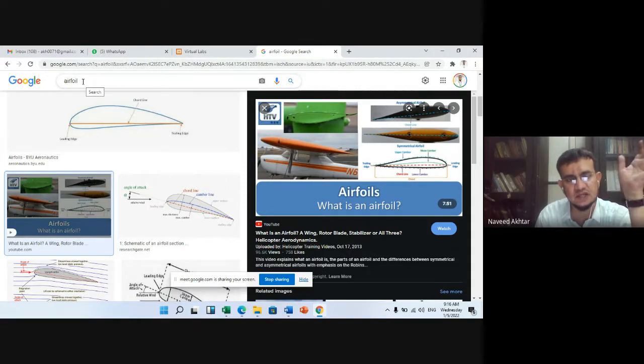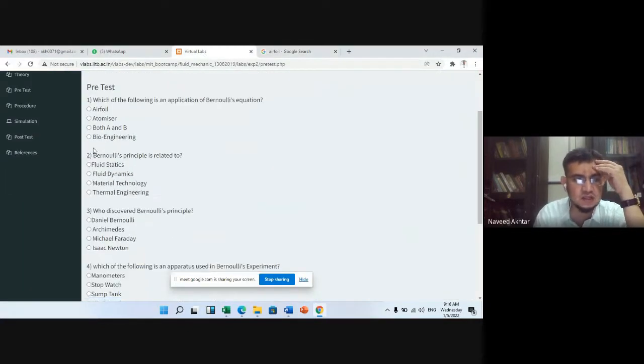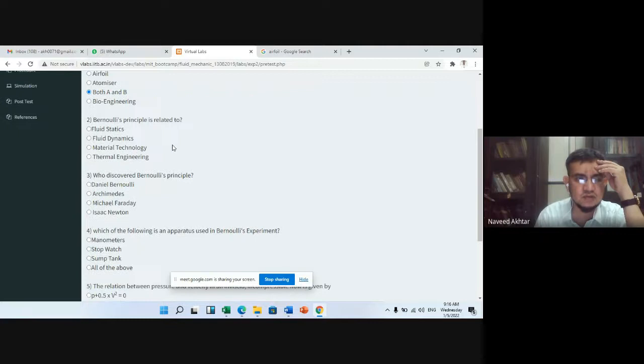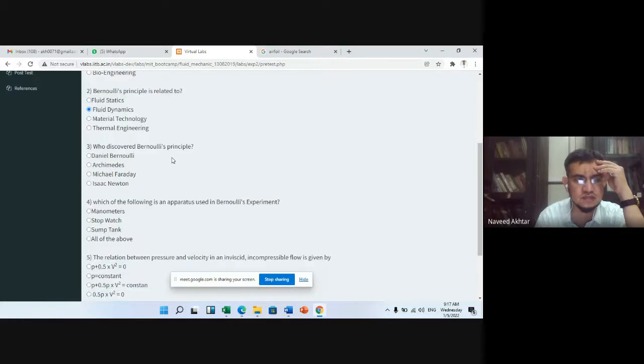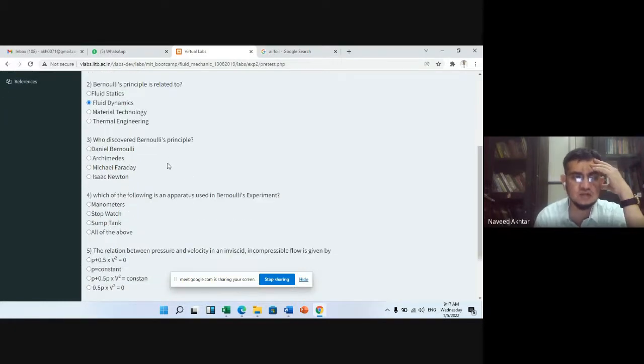Atomizer is a spray. That is due to pressure difference, that you can search. So both are because there is a pressure change and the shapes. So for both A and B, you can say that the Bernoulli equation is used. And Bernoulli's equation is related to fluid dynamics. Who discovered Bernoulli's theorem? Daniel Bernoulli discovered Bernoulli's theorem.